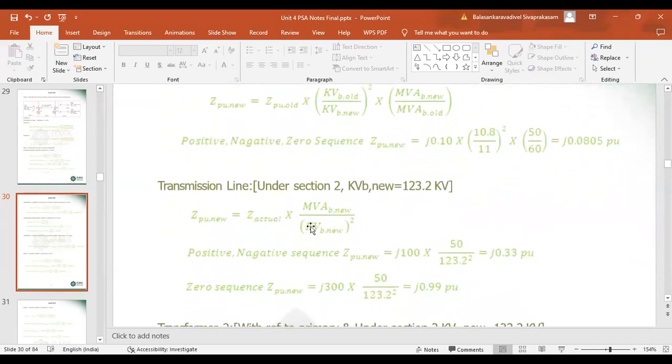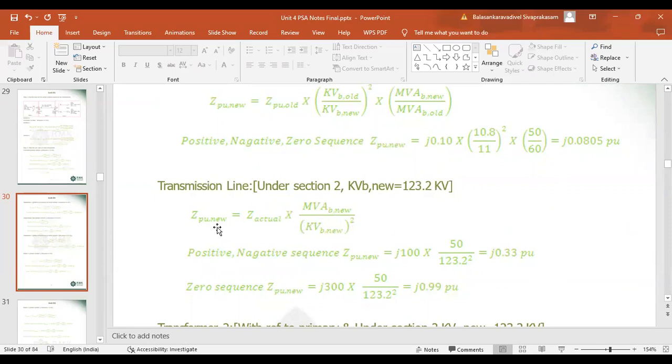And then for the transmission line. For the transmission line, the kVb new we have calculated is 123.2 kV. Since the value of the transmission line reactance is given in terms of ohms, we have to use this formula to calculate the per unit reactance.